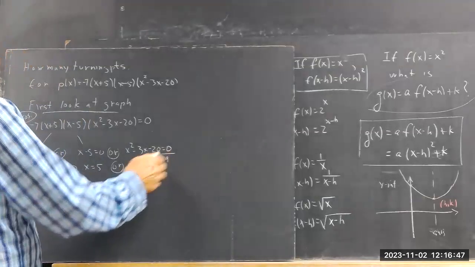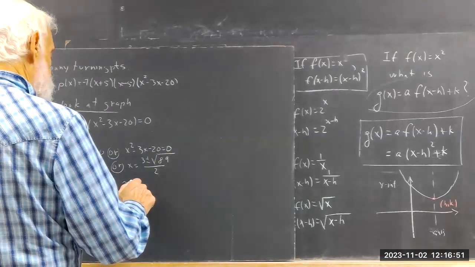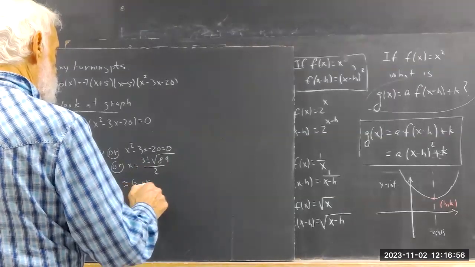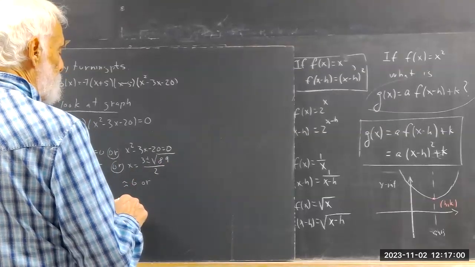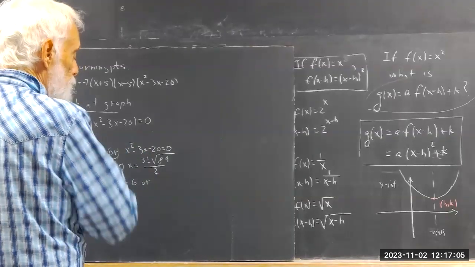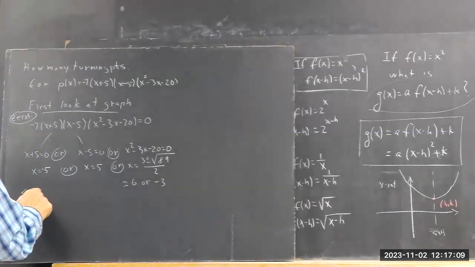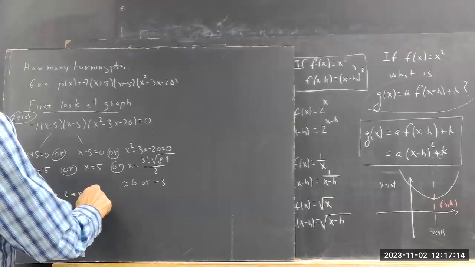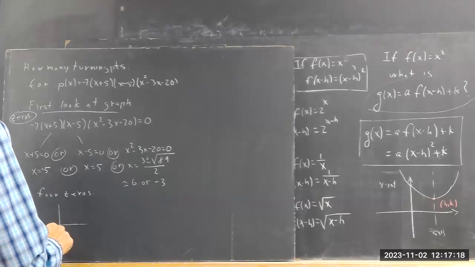And you can approximate that. That's around 9. 3 and 9 is 12. And 3 minus 9, wait a minute. Yeah. Okay. And 3 minus 9 is -6, so -3. Okay. So you got 4 zeros. Now just any graph with 4 zeros.